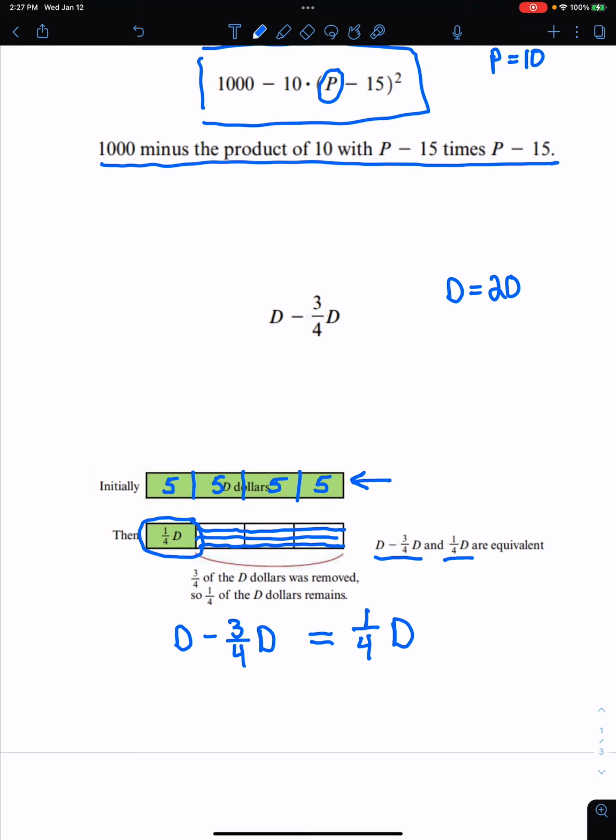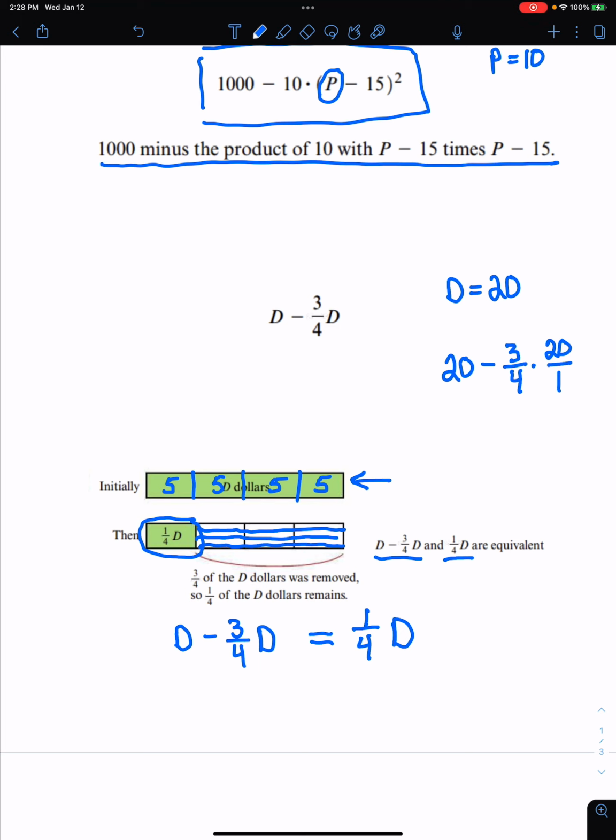So I'm going to take away, so 20 minus 3/4 of 20. 3/4 of 20 is the same as saying 3/4 times 20. And so we could simplify this just like we did before in a previous video.